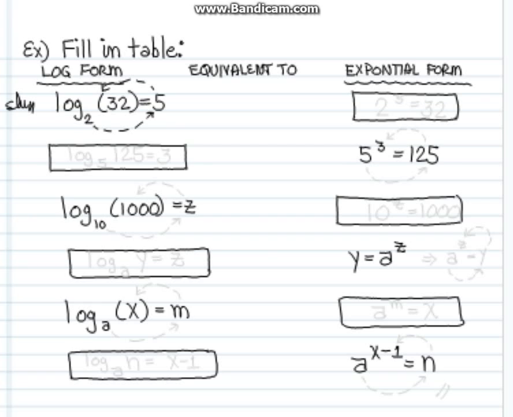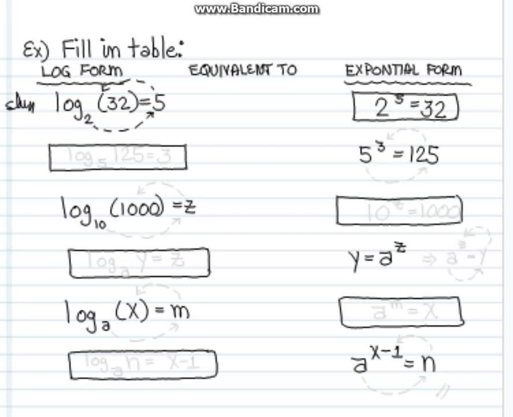Let me say it again. It's base 2, dot, dot, dot, raised to the exponent 5, and then the rest of the butterfly wing, dot, dot, dot, is equal to the number 32. So how do I write that in exponential form? It's base 2 raised to the exponent 5 equals the number 32.